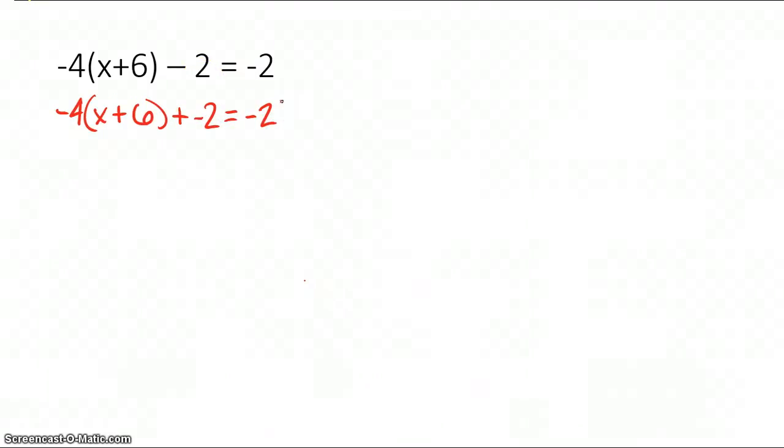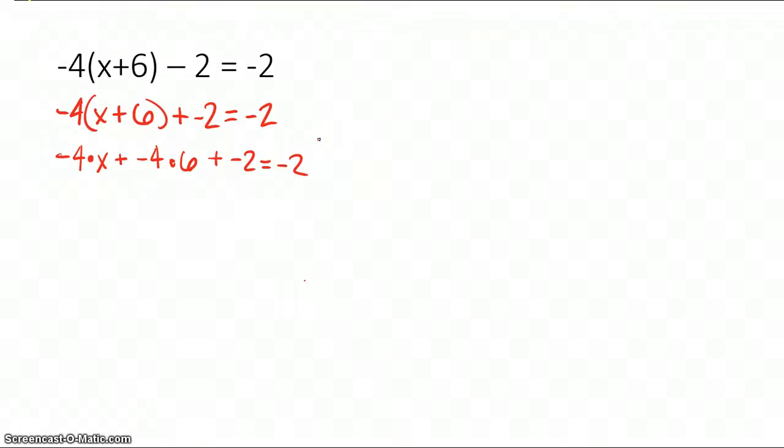So now what we're going to do is distribute the -4. So you're going to do -4 times x plus -4 times 6. And then you're just going to keep writing the whole problem. I like doing it that way because it makes me able to see everything that's going on.